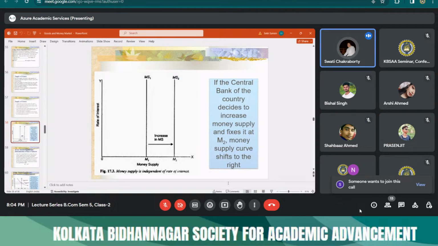Now what happens once the central bank decides the money supply in the economy, then the households and businesses, all the firms, can make their individual decisions regarding how much money to hold. So the money market comes into equilibrium at a particular rate of interest when demand for money is equal to the fixed amount of money supply. That is, money supply is equal to money demand.